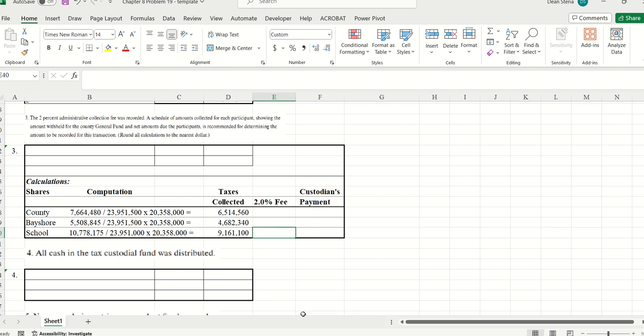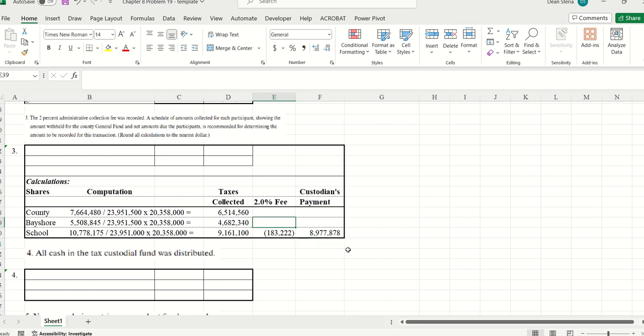All right, so we want this to be a negative number because we're taking it out of that. So 9,161,100 times 0.02, and it gives us 183,220. And since that's a negative number, when we combine them, okay, that's how much we're actually going to pay to the school district.